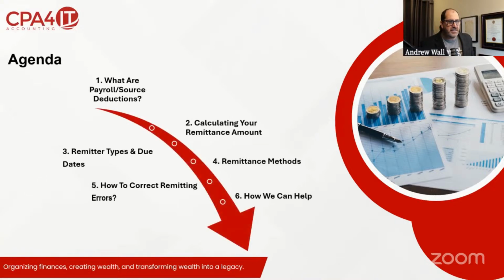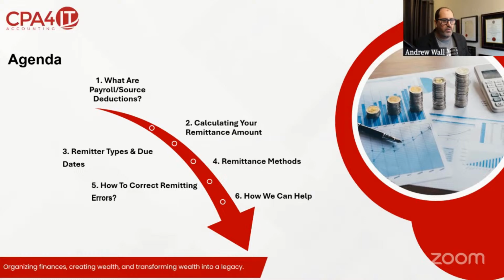And today's session, we'll be talking about payroll source deductions. We'll be talking about what those actually are, how to calculate your remittance amount, the different types of remitter types that are available, and the appropriate due dates according to the type of remitter you are, the different remitting methods, as well as how to correct any remitting errors if you've over or under remitted, and then lastly, how we can help.